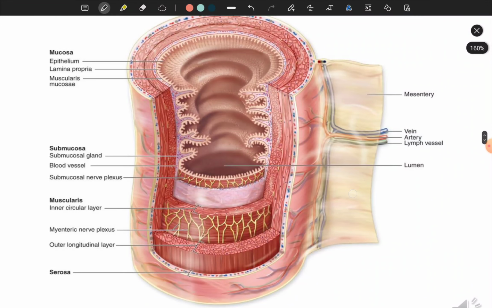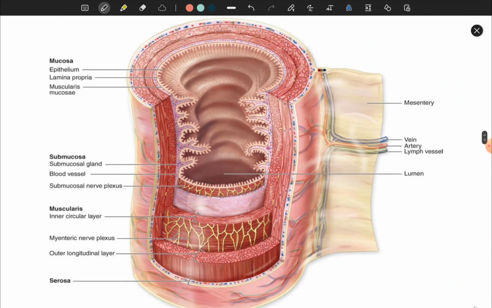We have in this diagram both sections, the transverse and the longitudinal. This is the transverse one, while this one is the longitudinal section. So you can see the different layers that compose the GI tract. Starting from the lumen of the canal, the first layer is the mucosa. The mucosa is composed of these 3 parts: epithelium, lamina propria, and muscularis mucosae. Muscularis mucosae is a very thin strip of smooth muscle that comes beneath the lamina propria.